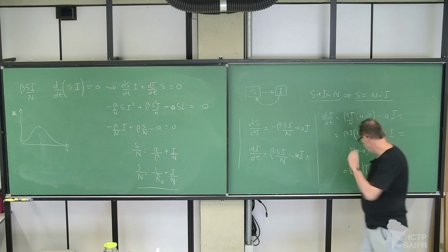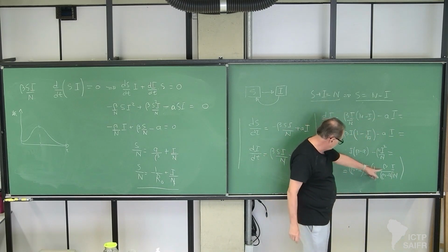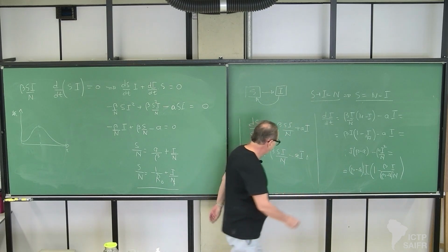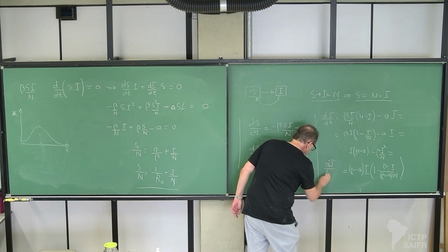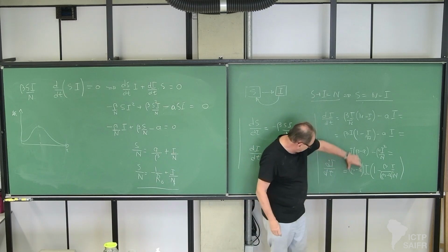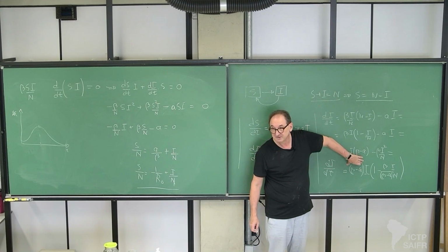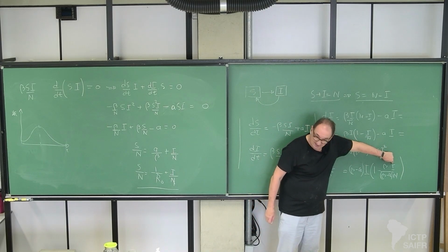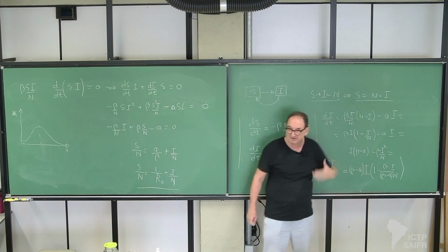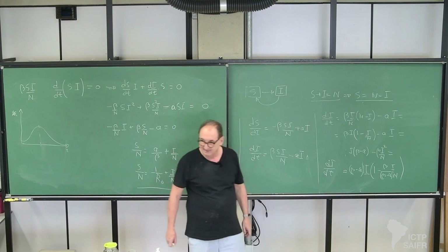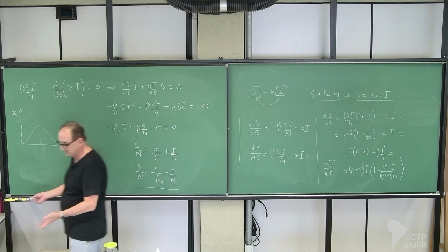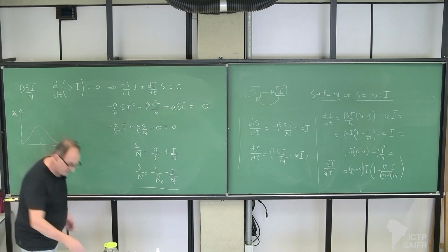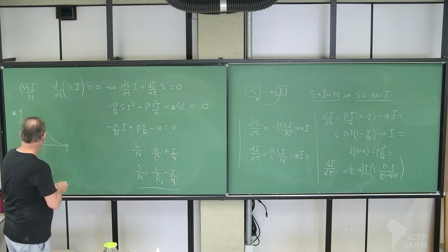And then I notice that this here is the logistic equation. This is what was previously the r: I times (1 minus I over some coefficient), and that coefficient is the carrying capacity. It turned out to be the same equation as the logistic equation, and then we know that this goes to the carrying capacity.